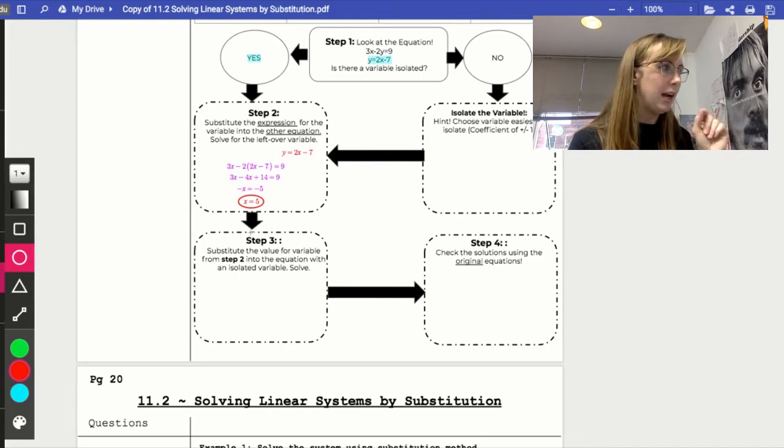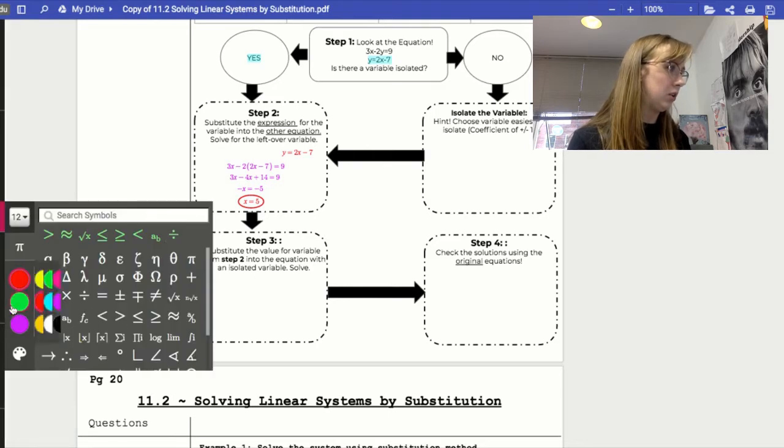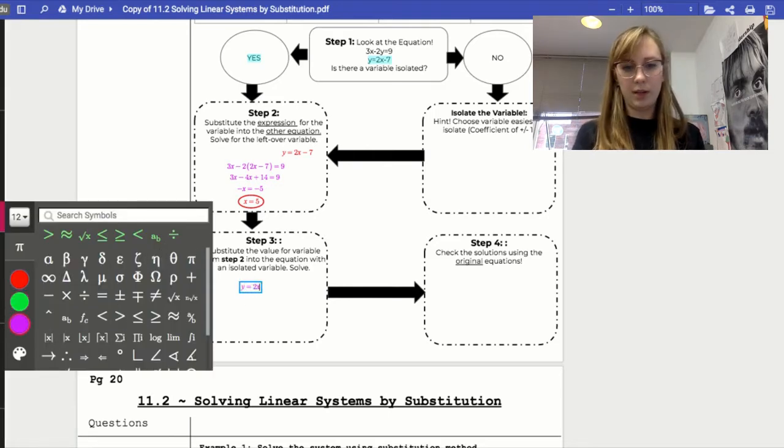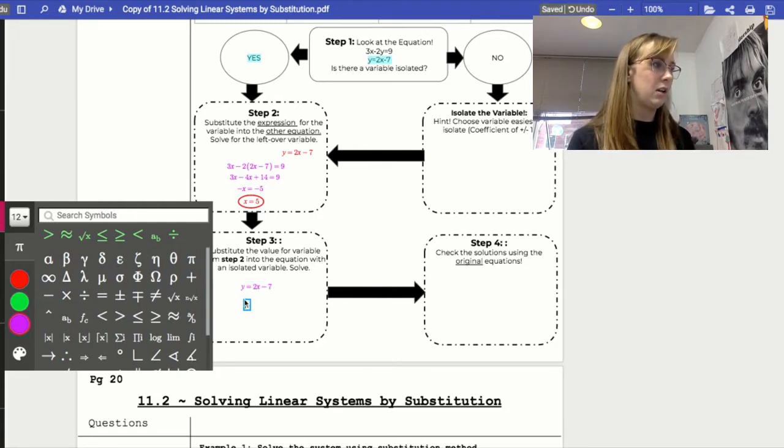So what I'm going to do now is take the 5, the value I got from step 2, and plug it in up here for y equals 2x minus 7, and I'm going to solve for y. So let's do that. Remember, again, looking at that equation, y equals 2x minus 7, we got from above where we had y by itself. All I'm doing now is replacing x with 5.